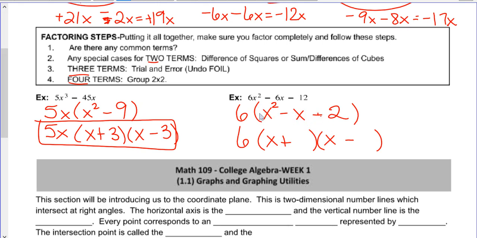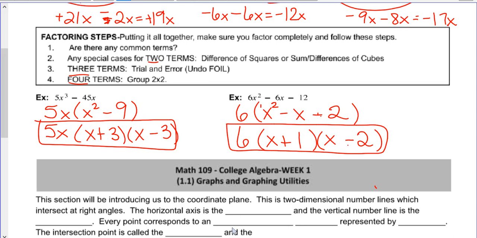Because I have a 1 in front here, we can do that. What do I multiply to get 2 that I subtract to get 1? Well, the only factors of 2, since it's our only even prime number, are 2 and 1. But I need a minus 1. So I need a minus 2 plus 1 gives me the negative 1. So again, the outside becomes a negative 2x. Inside is a plus x. Therefore, it gives me a minus 1x for my middle term. And that checks out for my trial and error.